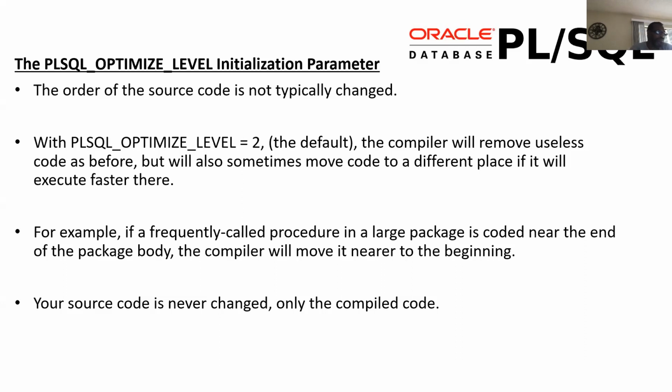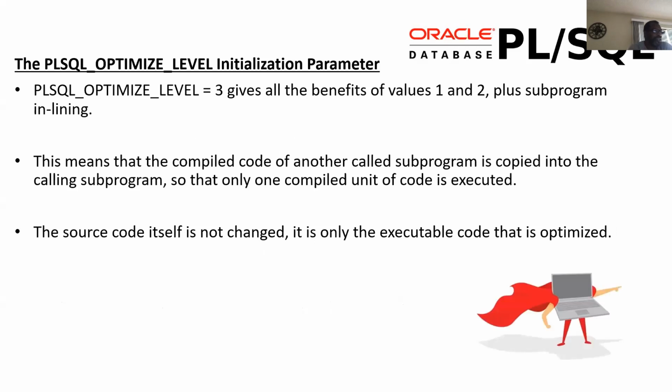And then if you set your optimizer to level 3, it gives all the benefits of 1 and 2, plus what's known as subprogram inlining. This is basically rearranging everything to follow any type of execution scenario. So once again, it's all happening in the compiler. It's all happening so that when you execute your code, everything is going to run faster.